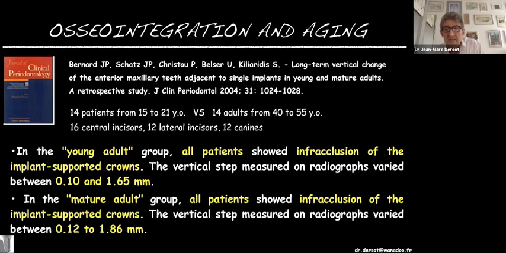That means that if you decide to put an implant in the anterior maxilla in an adult older than 40 years, even if you consider that he is old, you will observe in a great majority of cases an infraclusion of the implant-supported crown.